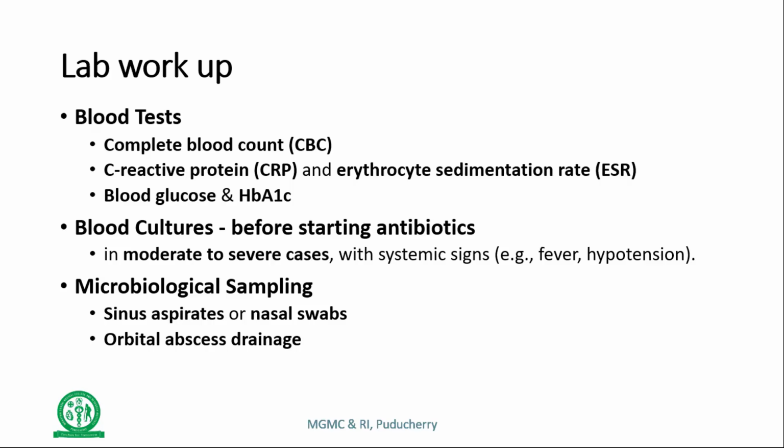Blood cultures are to be done before starting any antibiotic. Though they are of low yield, in moderate to severe cases with systemic symptoms, you may get positive results, and it may help you guide the treatment if there is a need to change the treatment. Microbiological sampling from sinus aspirates and nasal swabs may not be of much use, but they may help you in chronic diseases. They may help you to identify the organism. However, definitive would be an aspirate from the orbital abscess.